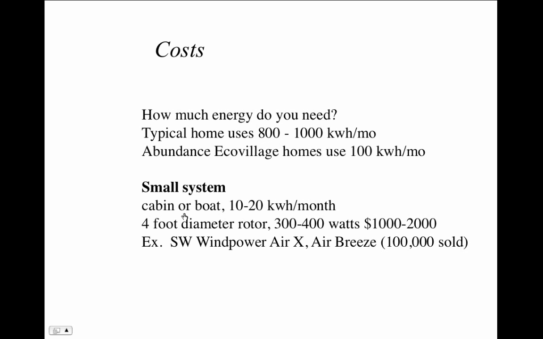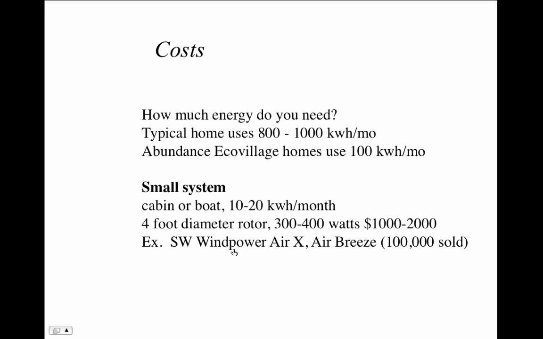Very small systems. So let's look at a couple of different size systems and see how much they cost. If you have a small cabin or a boat and you only need, say, 10 to 20 kilowatt hours a month to run a couple of lights and a stereo, then you might put in a 4-foot diameter rotor that only puts out about 300 to 400 watts on maybe a 50 or 60 foot tower. Something like that could cost as little as $1,000 to $2,000.